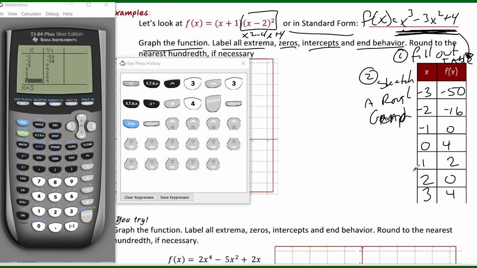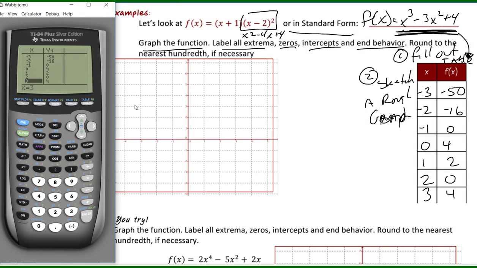So let's use these points to sketch a graph here. I'll leave the calculator up, but I'll take away the key press history there. So what do I get? -3, -50. There's no way I can graph that, right? -2, -16, I can't do that. What about -1, 0? Well, at the origin, go over -1, there's your 0. 0, 4, so 0, 4 is up here. 1, 2 is there, 2, 0 is here, and then 3, 4 is up there.